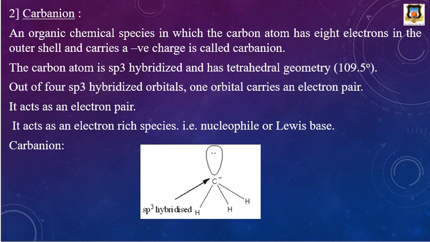Then next is the carbanion, an organic chemical species in which the carbon atom has 8 electrons in the outermost shell and carries negative charge. The carbon atom in carbanion is sp3 hybridized. It has tetrahedral geometry with bond angle 109.5 degrees. Out of 4 sp3 hybrid orbitals, one orbital carries an electron pair. It acts as an electron-rich species because it is negatively charged, or it acts as a nucleophile, and is also called the Lewis base.